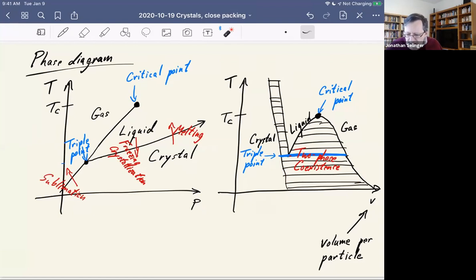So, if there were a homework problem that says, suppose you have this temperature and this volume per particle, you could figure out that you have a certain amount of crystal and a certain amount of gas, right? And you could solve the four equations in four unknowns to figure out how much crystal and how much gas you have, both by mass and by volume.